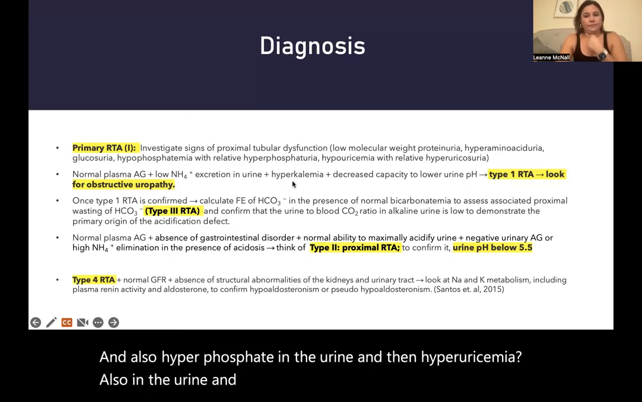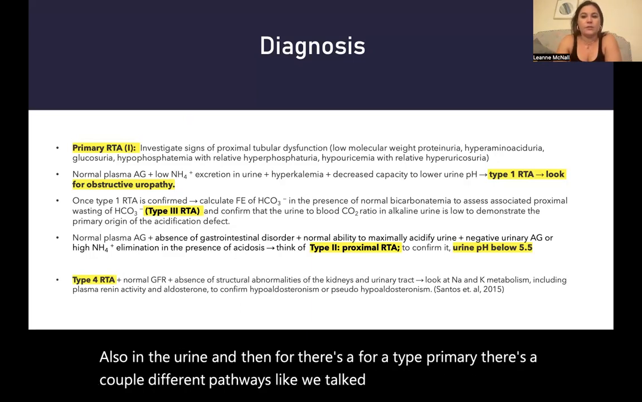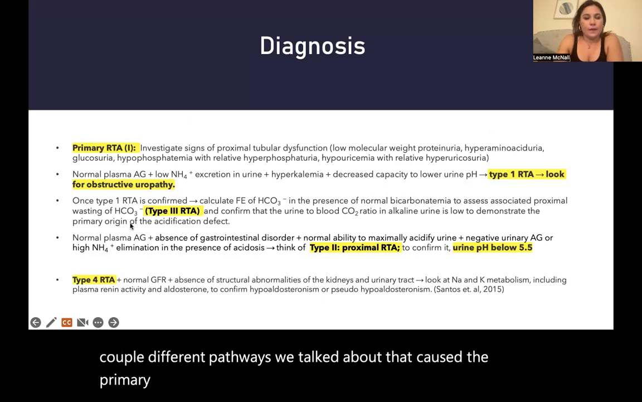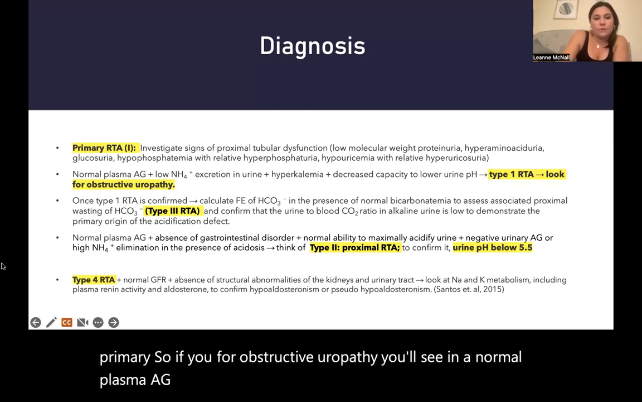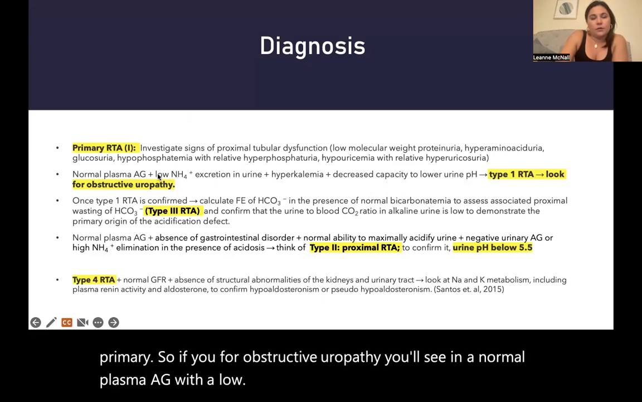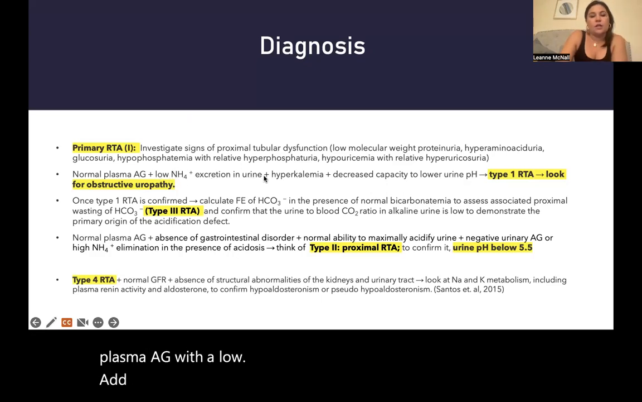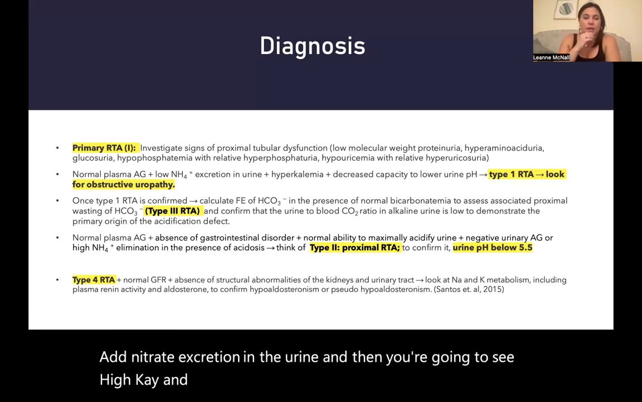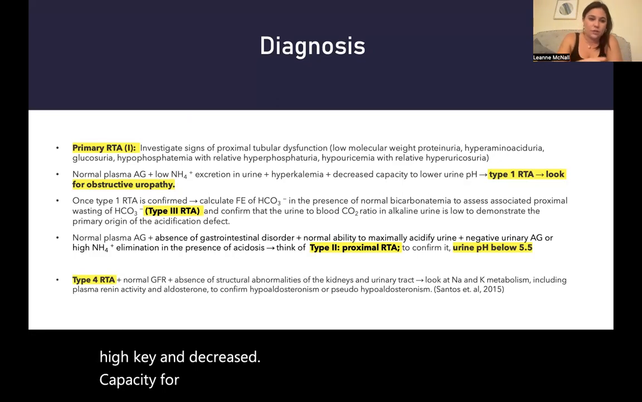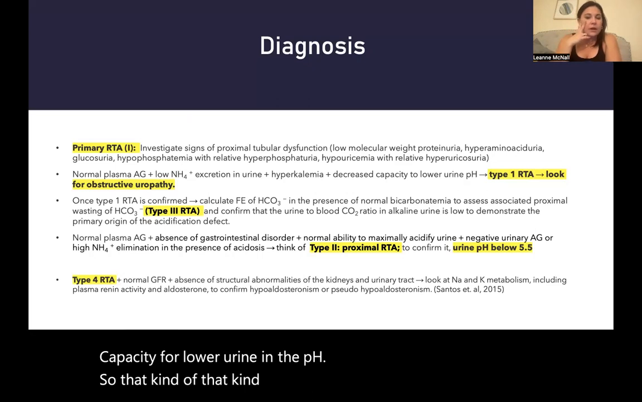And then for primary, there are a couple of different pathways like we talked about that cause the primary. For obstructive uropathy, you'll see a normal plasma anion gap with low nitrate excretion in the urine, and then you're going to see high K and decreased capacity for lowering the urine pH. So that kind of differentiates the two.